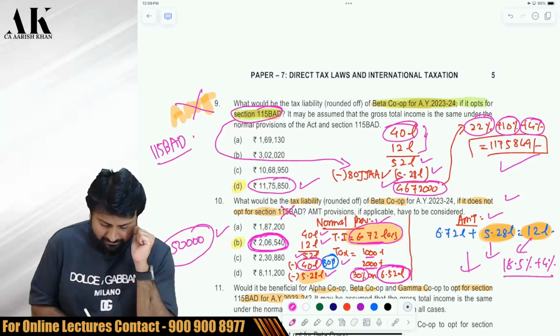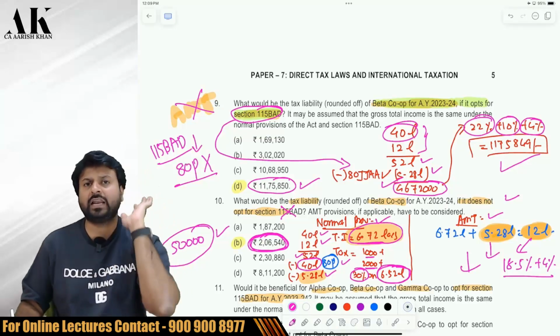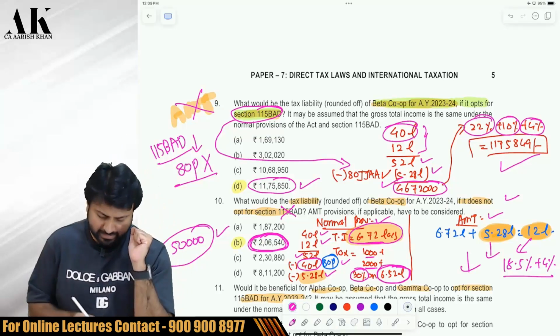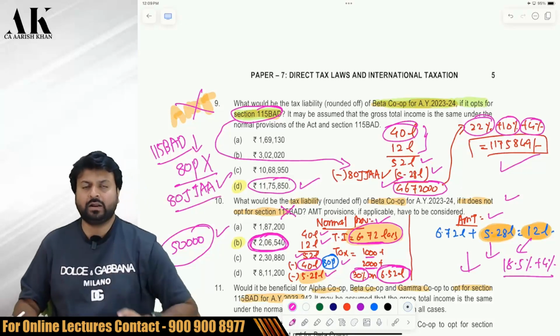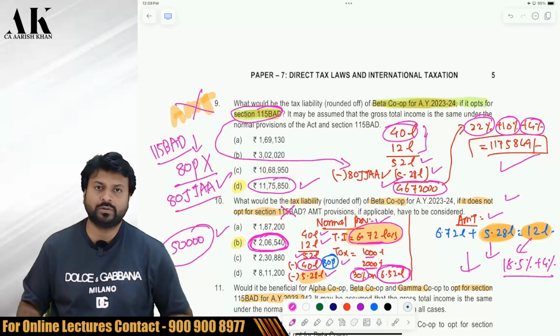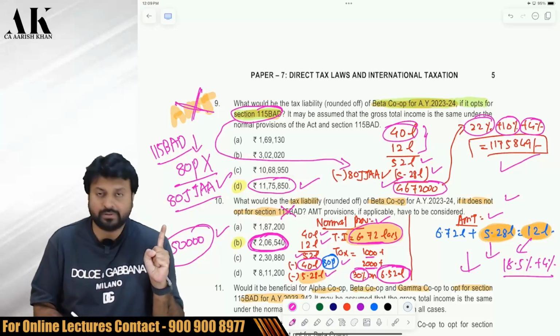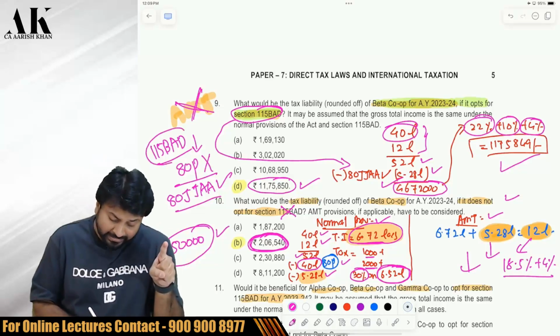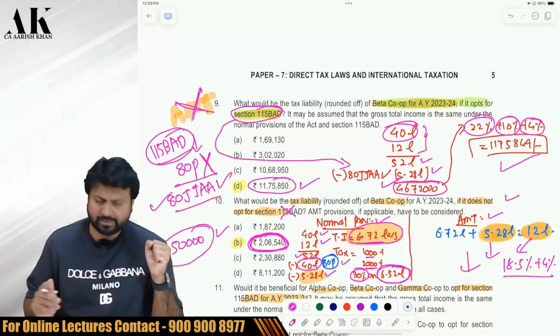But at the same time, under 115 BAD, Beta will not be able to claim ATP also. ATP is not allowed. No chapter 6 allowed. If you go for 115 BAD, only ATJJAA will be allowed. Apart from that, no chapter 6 deductions will be allowed. So if you follow 115 BAD, AMT is not applicable. While calculating the total income under 115 BAD, ATP will not be applicable because no chapter 6 is allowed except ATJJAA. ATJJAA will be allowed.